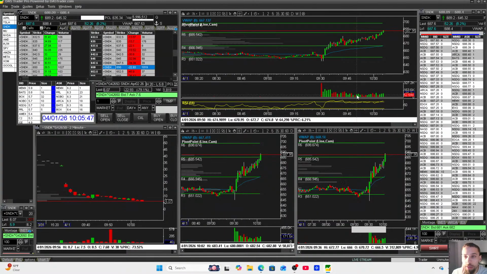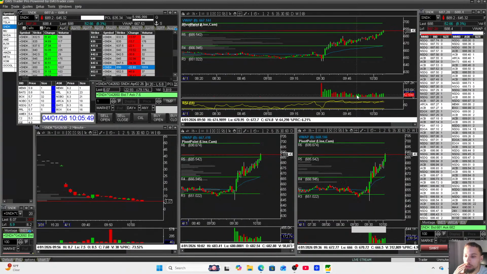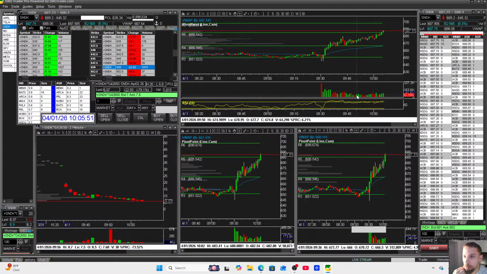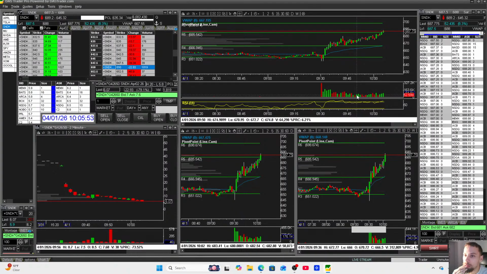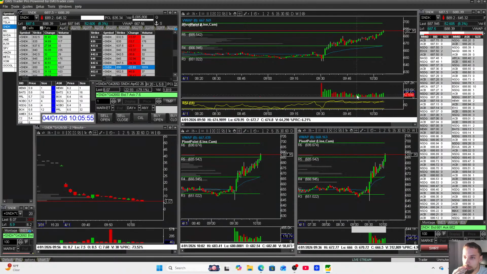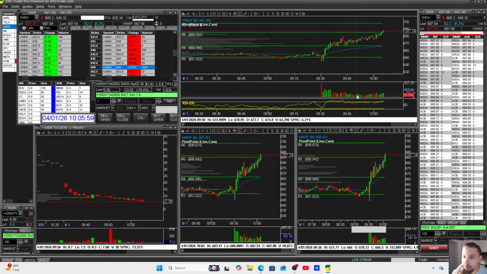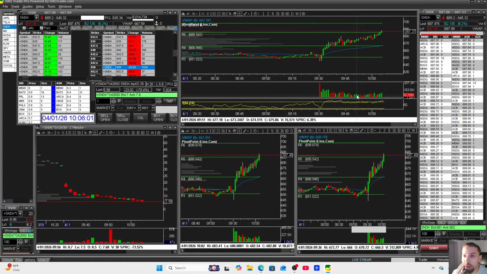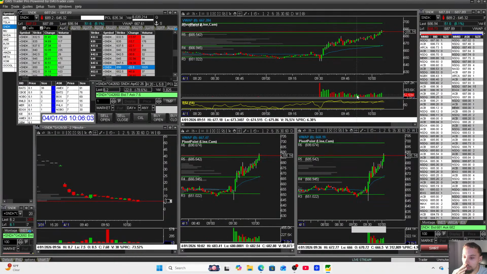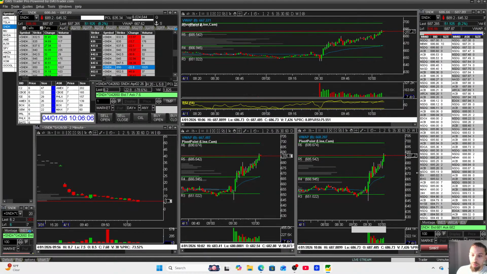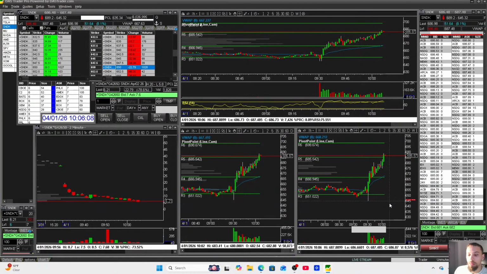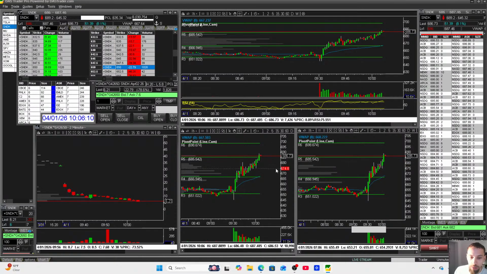It's testing R5 now, though, so let's see what this price action tells us. Volume's increasing as we're moving up. 3 minute just closed, and volume's increasing. Big green candle.